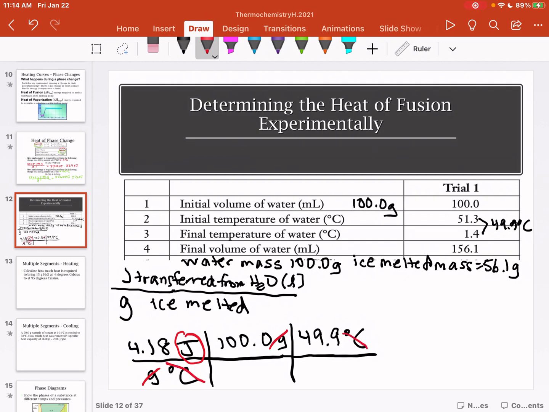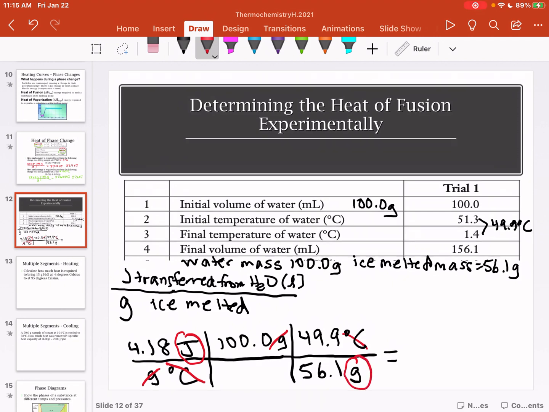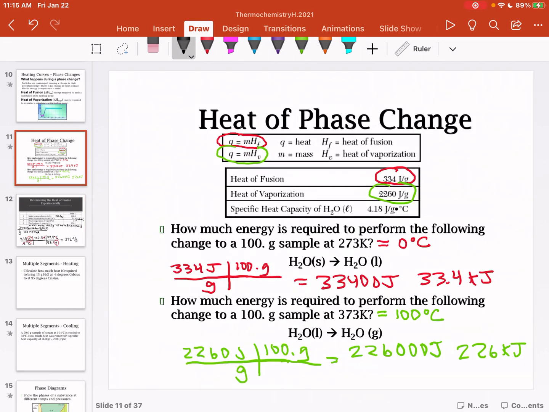So at this moment in time, I have my numerator all set. I have my joules ready to go, and all I need to do is put it over the grams of ice that melted. Well, we can get that straight out of our data table. We've got 56.1 grams of ice that melted, and I've got my goal accomplished: joules of heat transferred from the liquid water to the ice over grams of ice melted. And I push buttons there and I get 372 joules per gram. And of course, we saw earlier our accepted value is 334, so we didn't do too terribly bad.